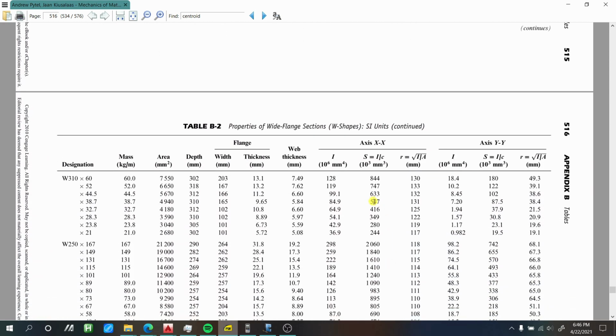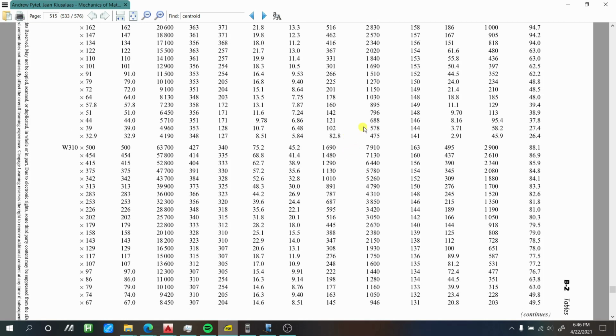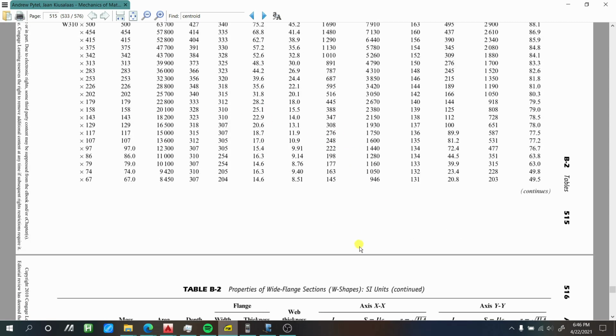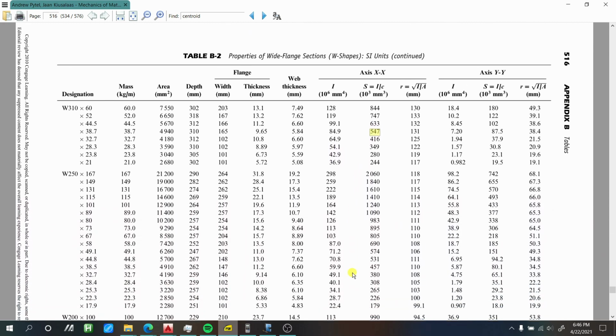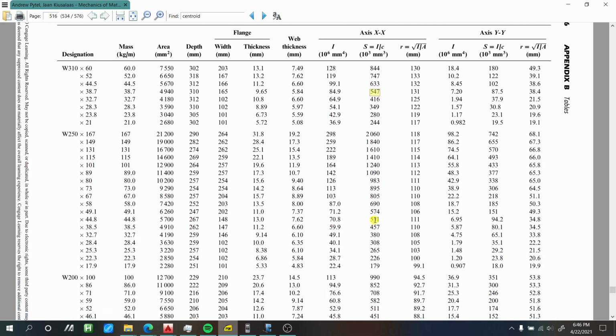Ito, 547, mas malapit sa 466. Ang weight naman niya is 38. Kanina, 578, 39. So, I think mas maganda ito, yung 547. Okay. Next. 531, mas malapit. Kaso, ang weight niya 44. Masyado siyang mabigat, so hindi pa pwede ang 531.